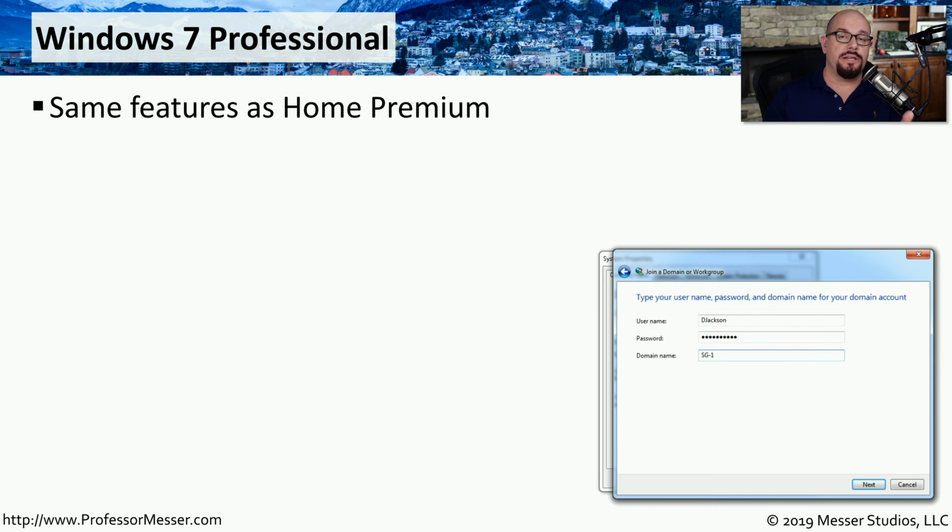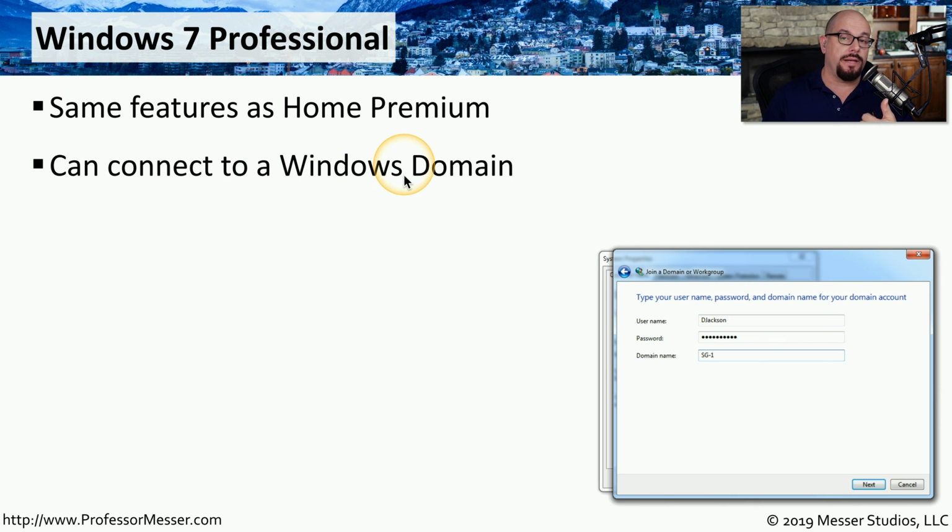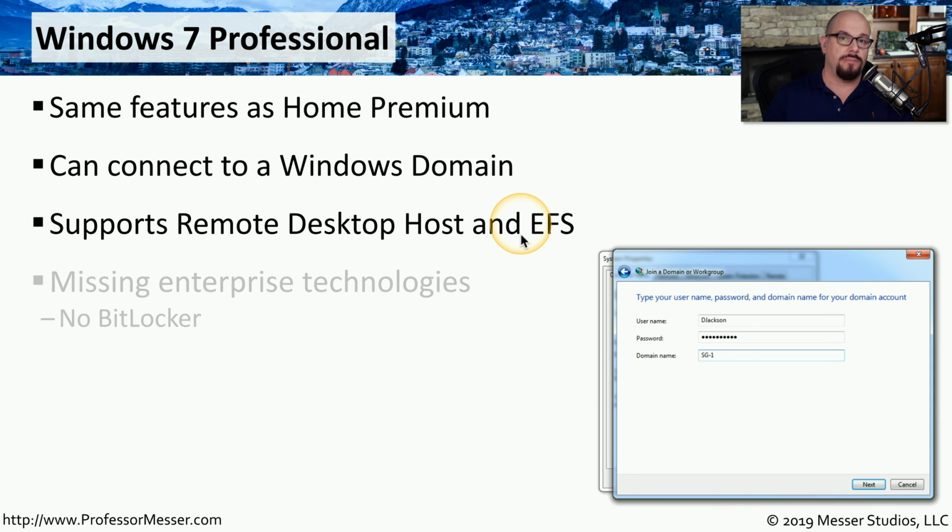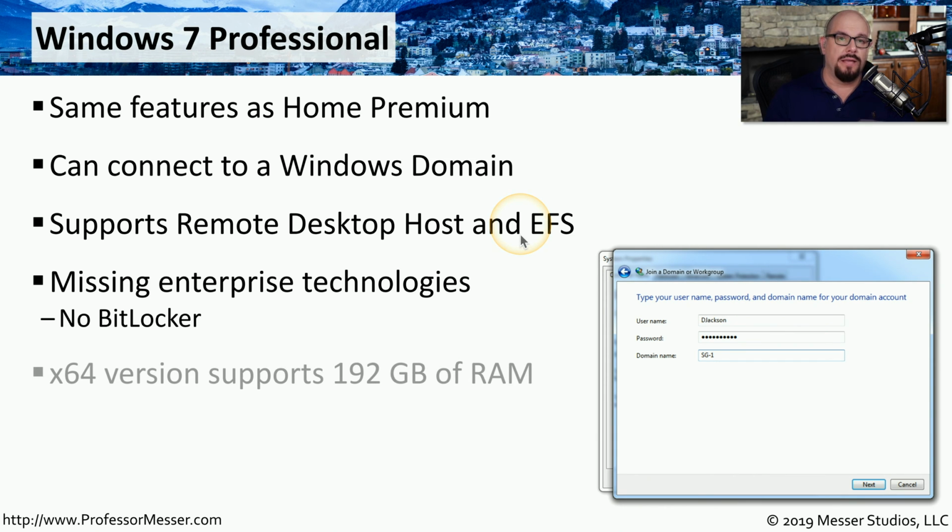In the workplace, the edition of Windows 7 that's commonly used is Windows 7 Professional. This has all of the same capabilities as Windows Home Premium, but it includes the ability to connect to a Windows domain, and you can turn on remote desktop host and encrypting file system. The Professional edition of Windows 7, though, did not support BitLocker, so you were not able to have full disk encryption with Windows 7 Professional. This is also available as a 64-bit version and supports up to 192 gigabytes of memory.